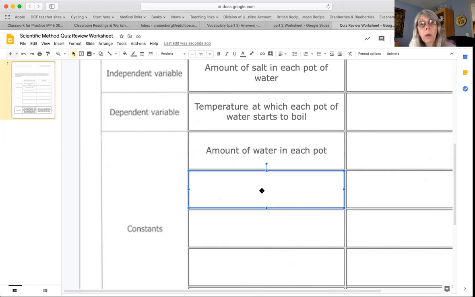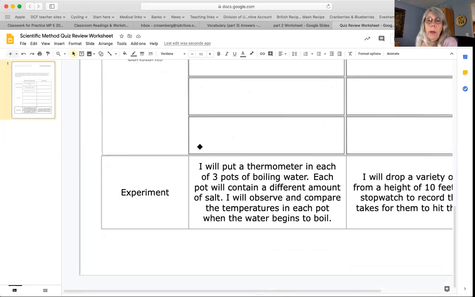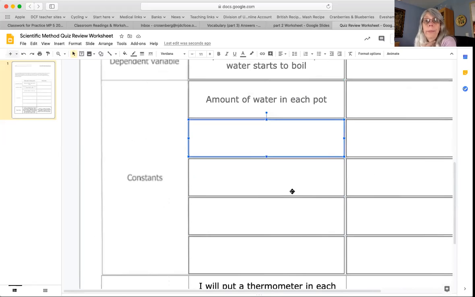Okay, we either have to use the same thermometer or, the way I phrased it here, put a thermometer in each of 3 pots of boiling water. Each pot will contain there. All right, we're going to use the same thermometer so that no matter which pot it's in, when that thermometer says, say, 125 degrees F, that water in that pot is actually at the same temperature as the other ones.